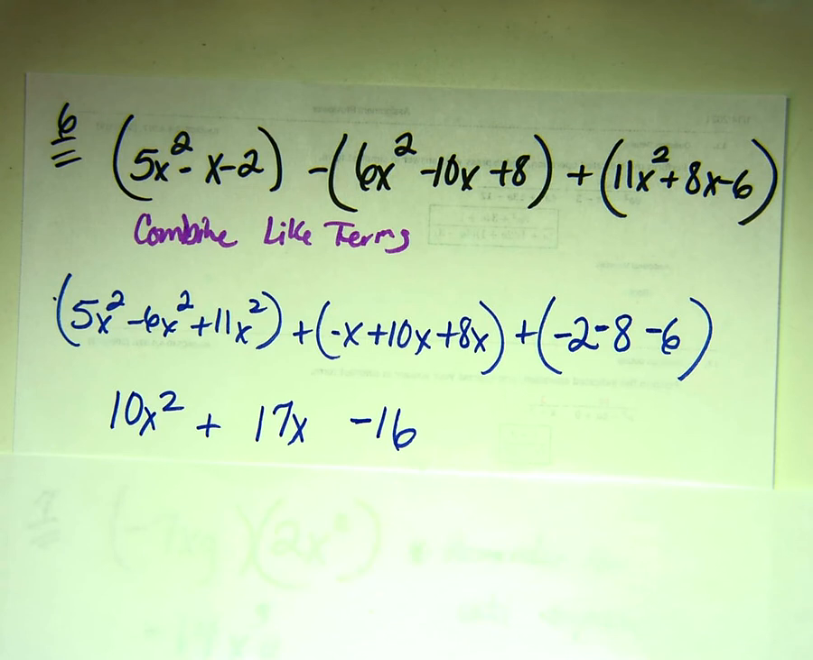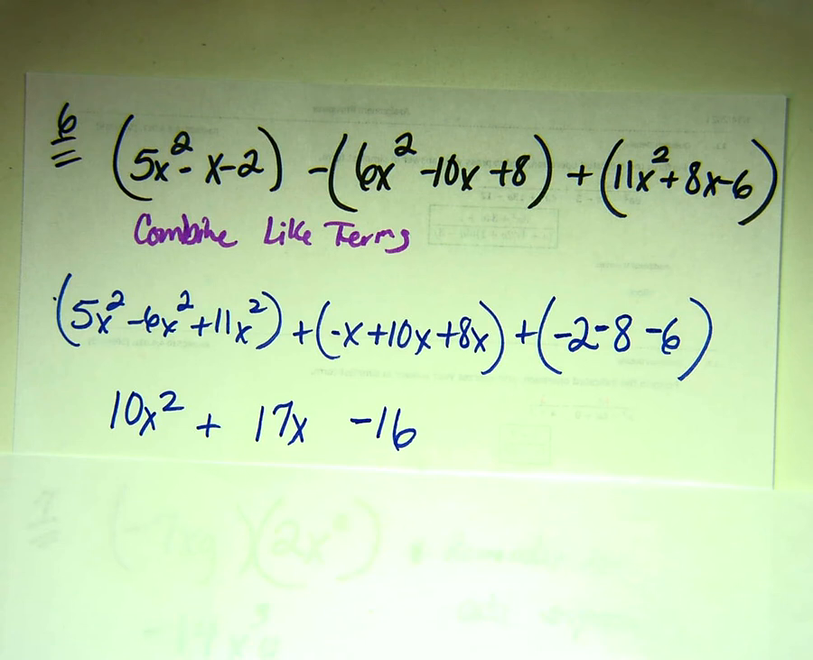So given to you in black, you have 5x squared minus x minus 2 minus 6x squared minus 10x plus 8 plus 11x squared plus 8x minus 6. So we got to combine our like terms with this one. So what I did was look at all the ones that have x squared with it. So I'm circling those.